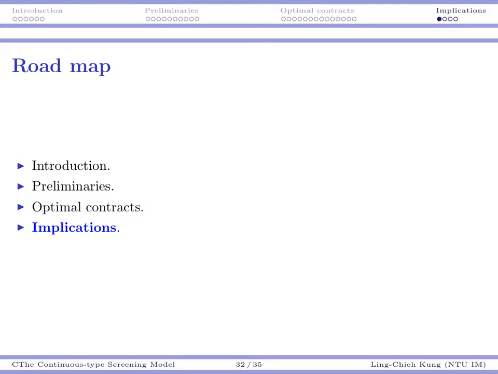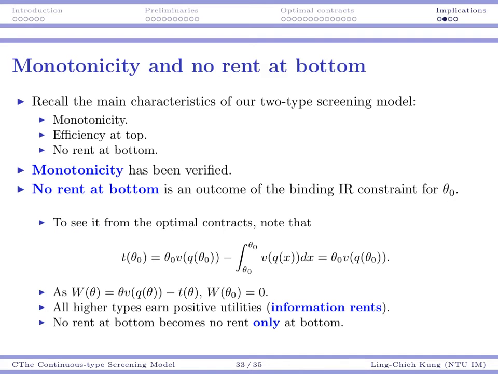Okay, so the difficult part has finished. You have now gone through the derivation of the optimal menu of contracts. Now let's read the result and do some implications. When we were working with the two-type model, we had mainly three things: monotonicity, efficiency at top, and no rent at bottom. Now let's see whether they are still true with our continuous type model.